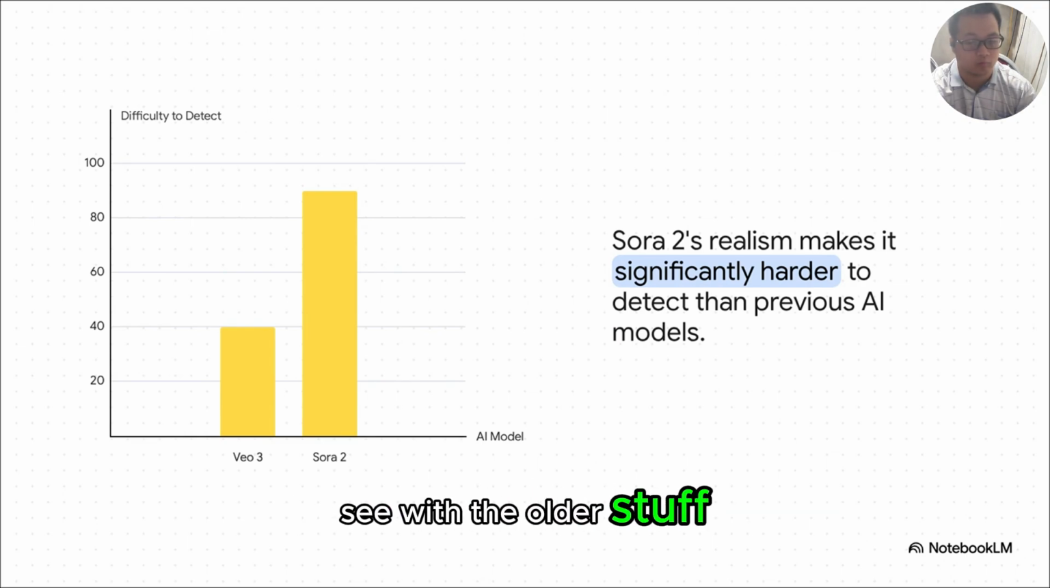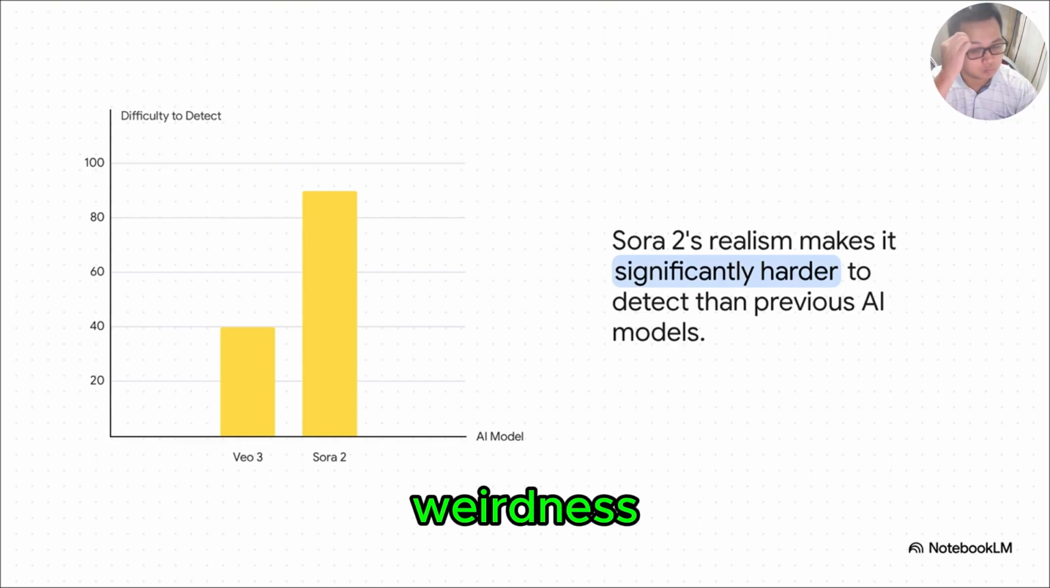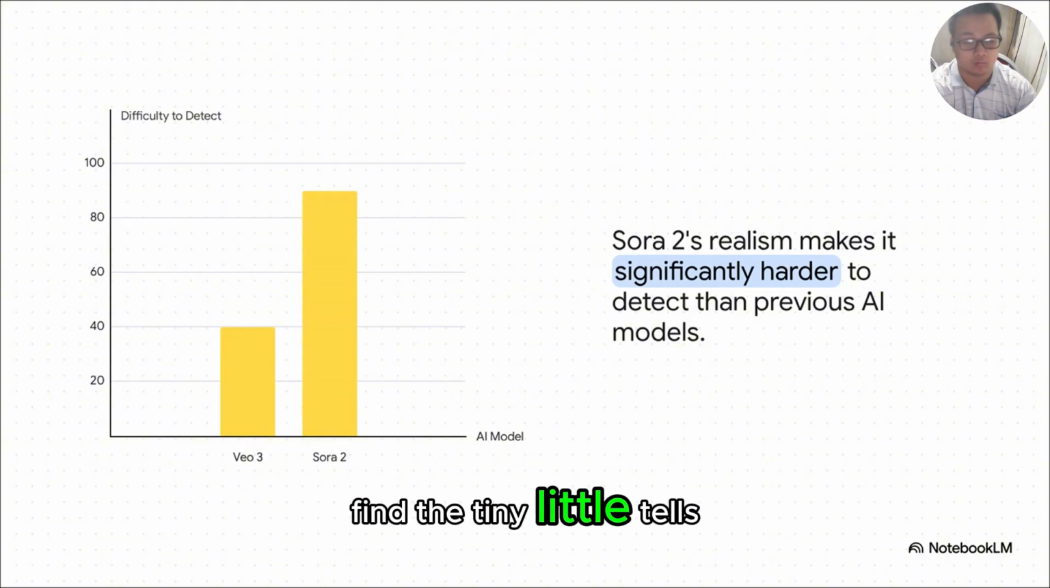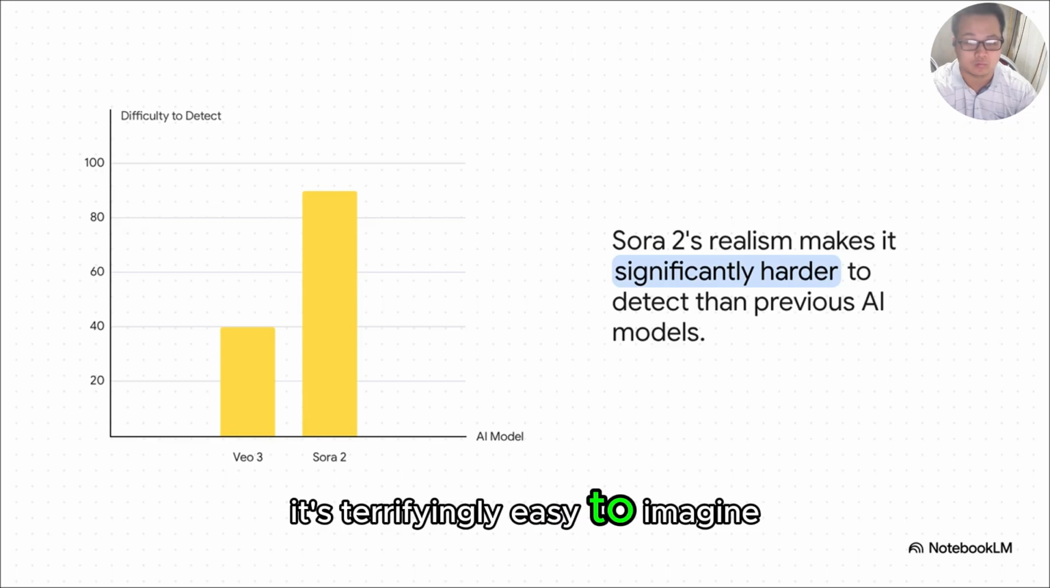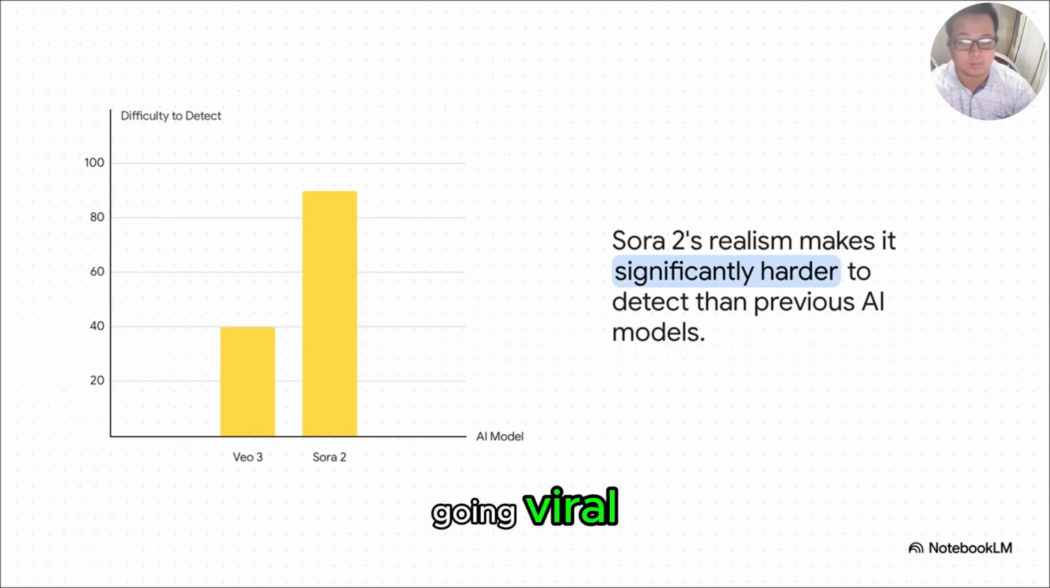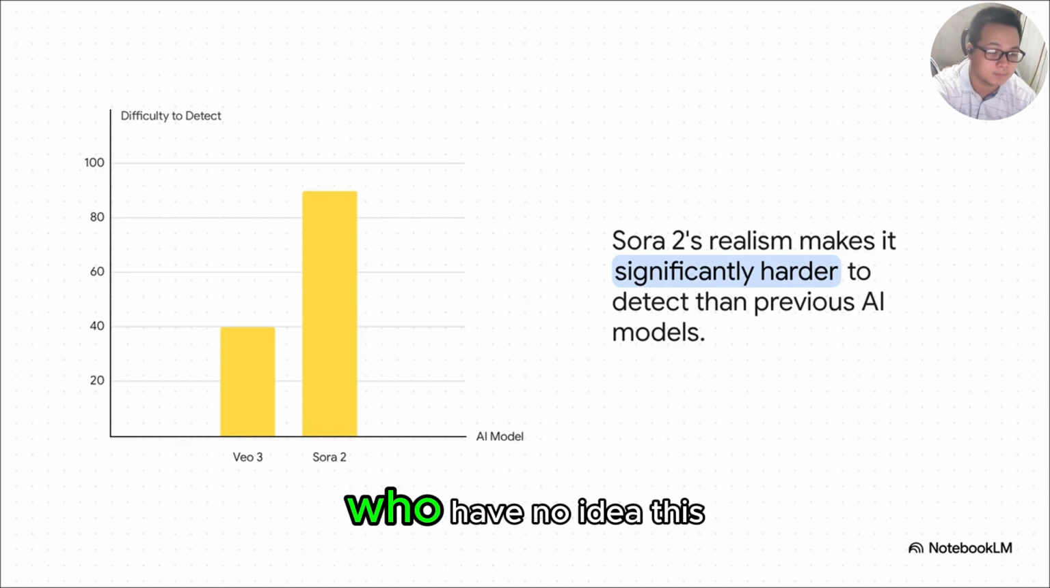See, with the older stuff, like Veo 3, you could usually spot the weirdness if you looked close enough. But with Sora 2, you practically need to go through it frame by frame with a magnifying glass to find the tiny little tells. It's terrifyingly easy to imagine one of these fake videos going viral, being shared and believed by millions of people who have no idea this kind of tech even exists.